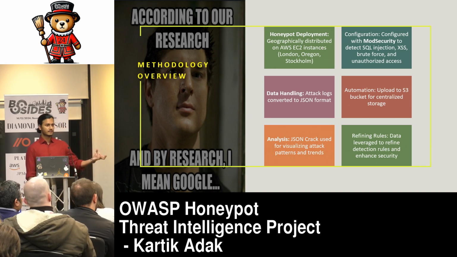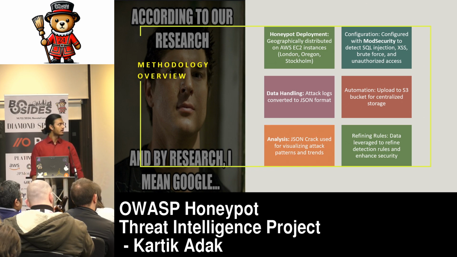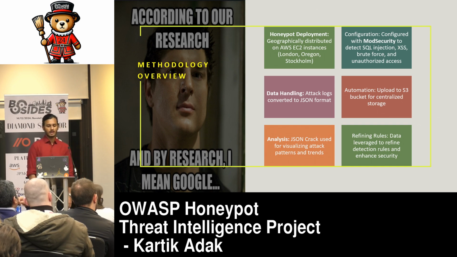This is the entire description of my architecture. The first thing I have done is distribute AWS EC2 instances geographically over London, Oregon, and Stockholm. Then I configured different ModSecurity rules, that is SQL injection, XSS, and brute force. We can also call them honey traps. I have converted the logs into JSON format because our JSON visualizer does not follow mlogc. Then we stored that in the S3 bucket for centralized storage, and we use JSON Crack for visualization of attack patterns and trends.